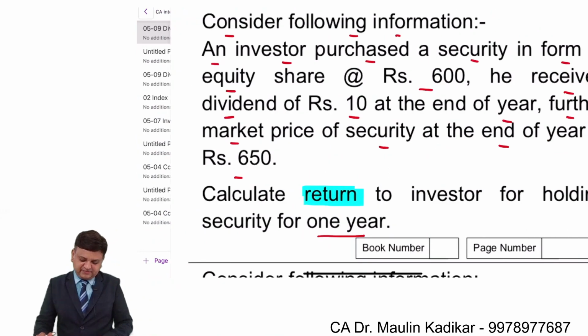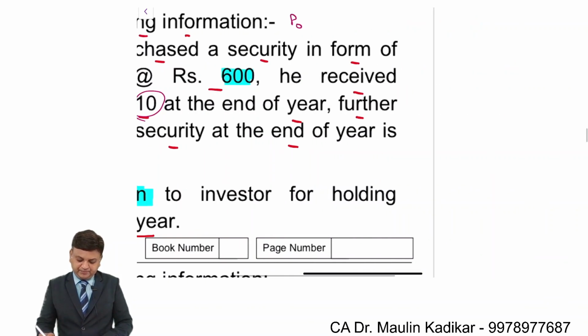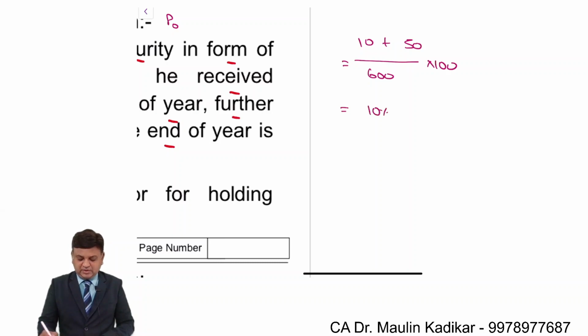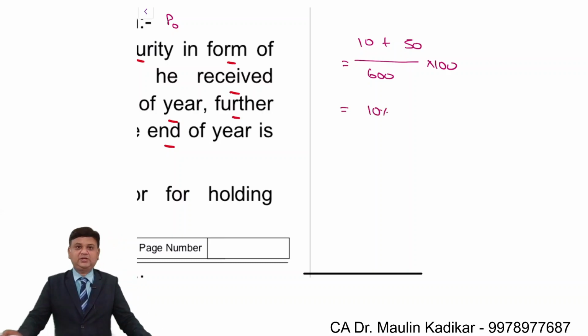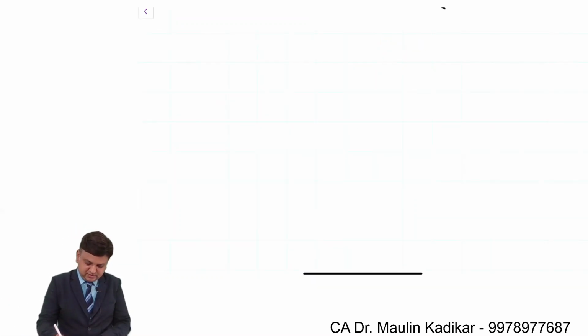So friends, let us understand how to calculate the answer. An investor purchased a security at 600, and technically we know it is P0. Dividend is rupees 10 and the price of the equity share is provided as 650. So we understand that's the 10 rupees of dividend plus 50 rupees of price change, a positive price change, divided by 600, the price at which the security was purchased, and the overall return is 10%. That is the way the return of 10% can be found.